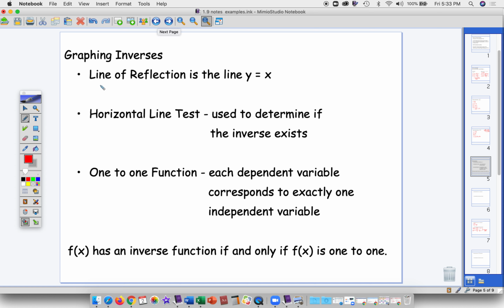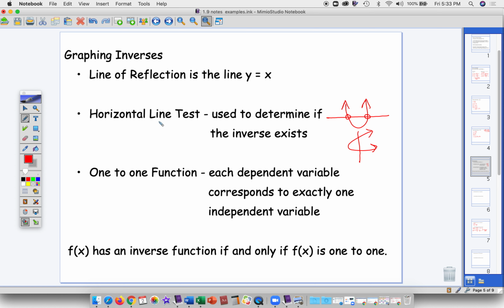So graphing inverses, as I just said, the line of reflection is the line y equals x. We can use the horizontal line test to determine if the inverse exists. So what we mean by that is we say the inverse exists if the inverse is a function. So if I have a graph, go back to the idea of a parabola, that fails the horizontal line test, meaning I have 2 points of intersection with that horizontal line. This fails the test, which means its inverse does not exist. If you can picture the inverse of this, it would look like a parabola that opens to the side, and that would fail our vertical line test.